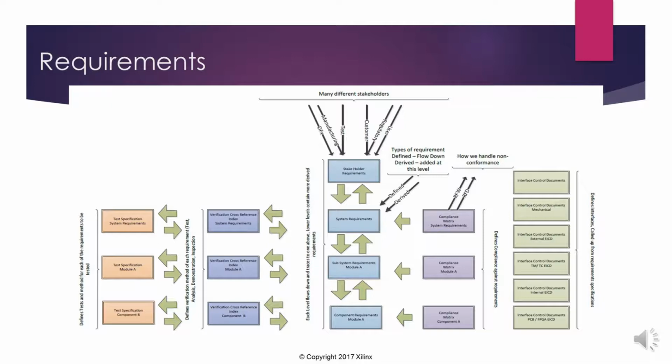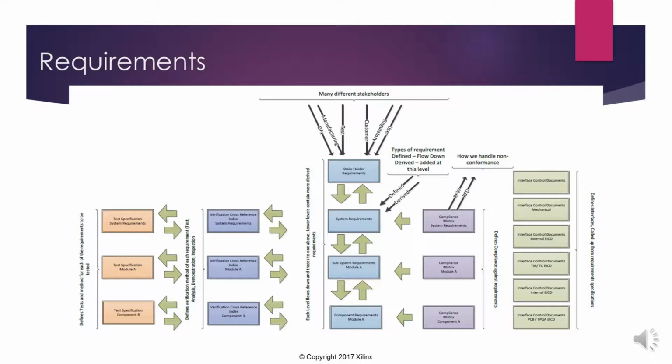Now at each level we should also have a verification matrix which tells us how we're going to test these requirements. So is each requirement going to be proved by test, analysis, or inspection? That then goes into creating our test specifications for that level, and helps create that nice overall picture of an integrated requirement package, with verification requirements that trace all the way through to our test specifications.